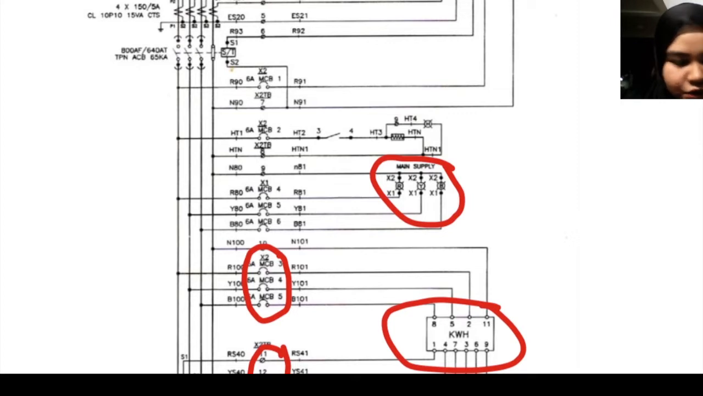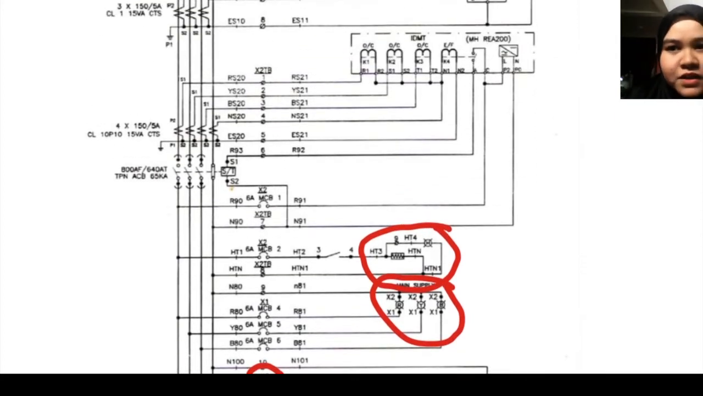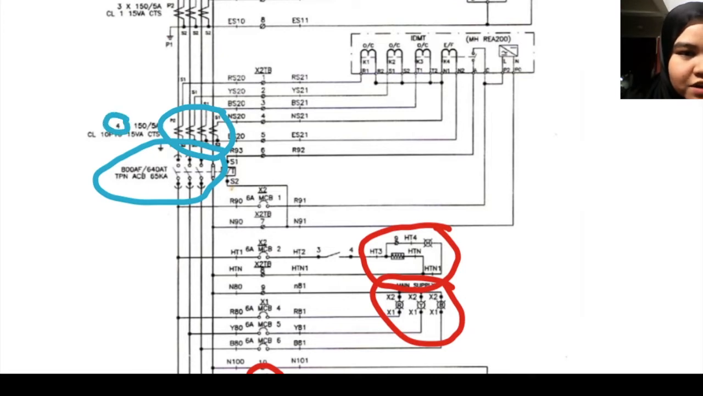There is also a heater here to control the humidity of the circuit. There are also an MCB and a switch here. And for the next part, we have a circuit breaker here, and also a step down current transformer, which is 4 units and 150 to 5 ampere. We can see here we also have a relay.